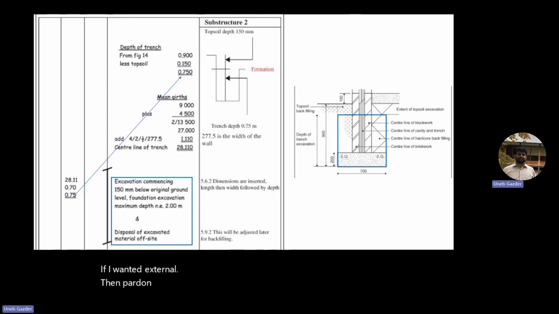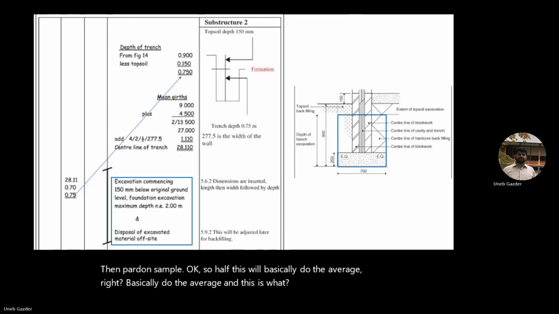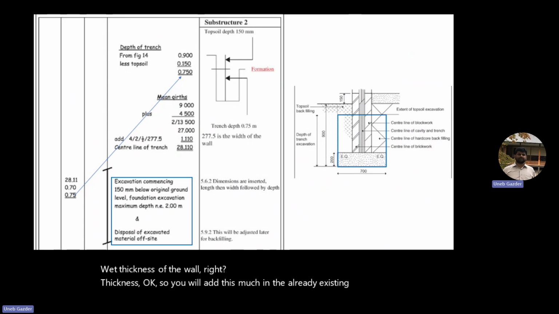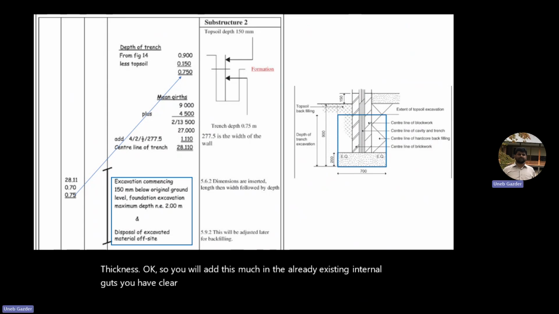Simple. So half, but this will basically do the average, right? And this is what? Corners: 4 corners, 2 walls, half of the width, the thickness of the wall. So you will add this much to the already existing internal girth you have. Clear or not? Okay. So this will give you the center line for the trench.